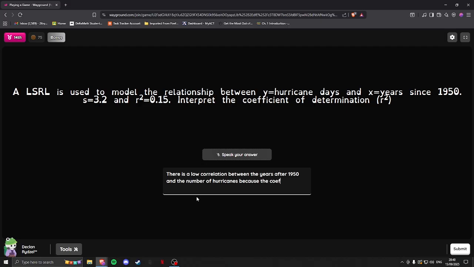the coefficient of determination is 0.15. So the lower the coefficient of determination, that also means the lower the R value. The lower the coefficient of determination means the lower the percent of variance that can be accounted for by the model. So this means that only 15% of the variance in number of hurricanes can be explained by the least squares regression line.